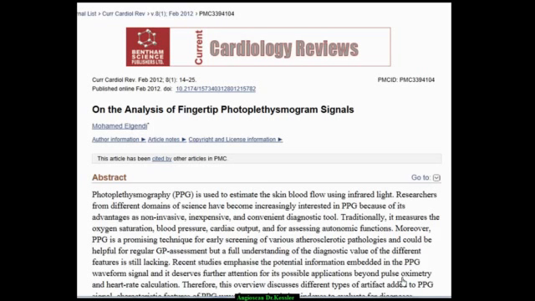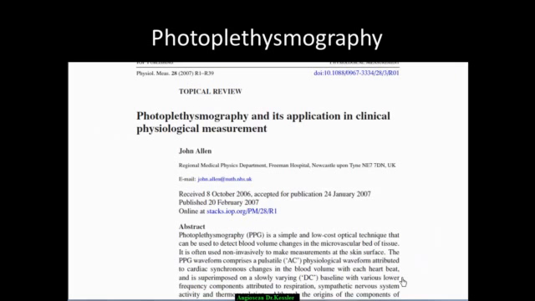So there's a lot of research on PPG, which is what this is called. And this is from Cardiology Review. We're looking at it in its use for measuring cardiovascular disease and the stiffness of the arteries. There's another article. This is a great article on the PPG and its application in clinical physiological measurements.